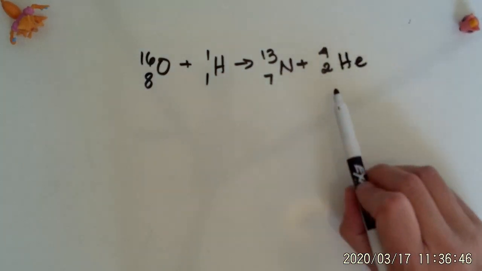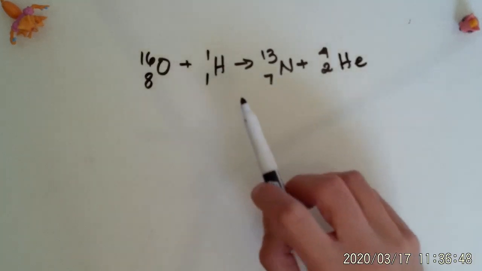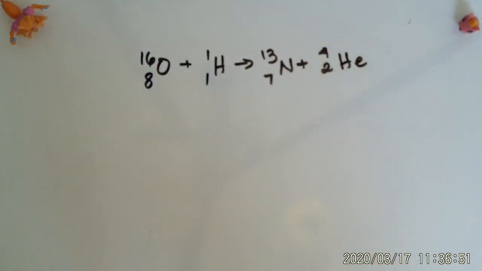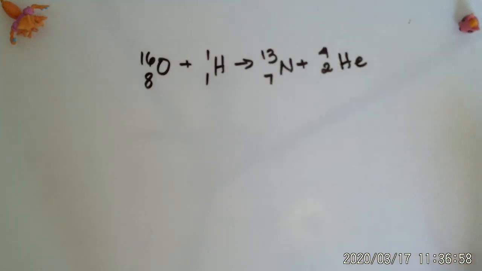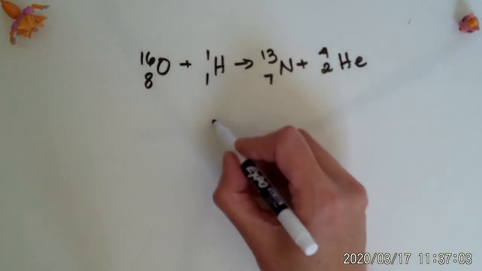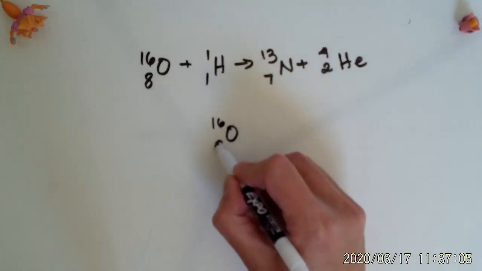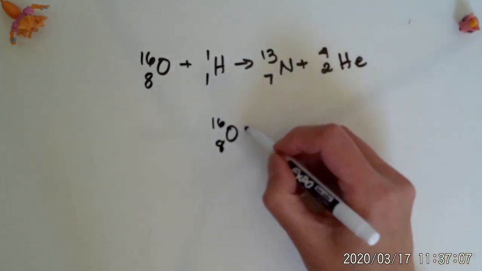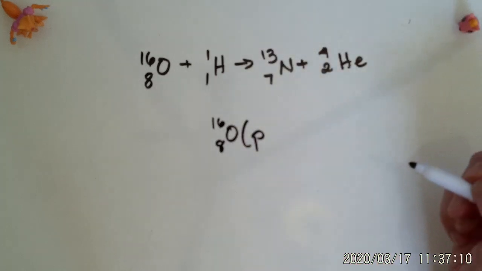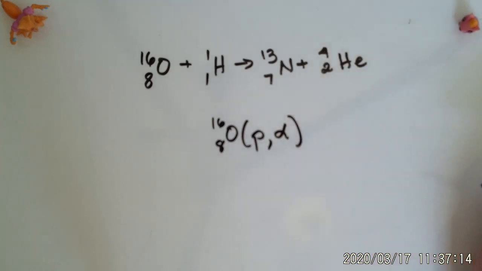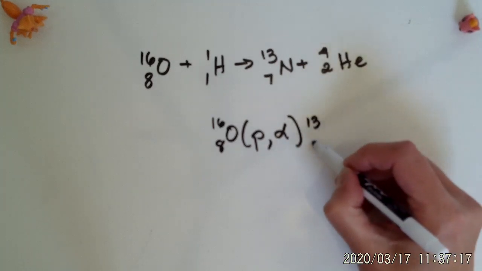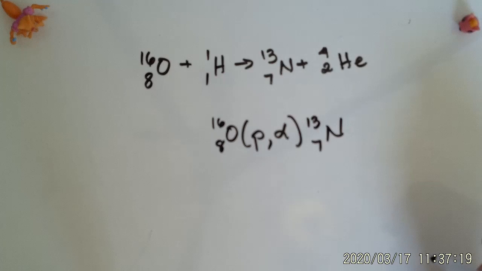You can see 2 plus 7, 1 plus 8. Both sides have the equal number of protons. And then when I look at my mass numbers, 4 plus 13 is 17. 1 plus 16 is 17. So this is balanced. We write down our starting nuclide. We bombarded it with a proton. And the emitted particle is my alpha particle, and the new product is nitrogen 13.